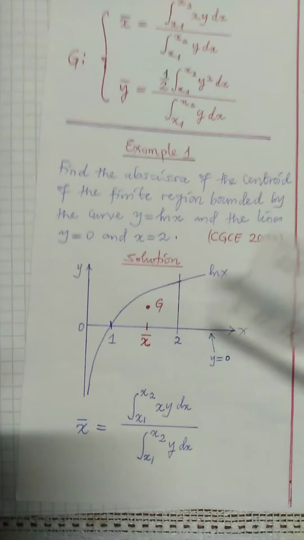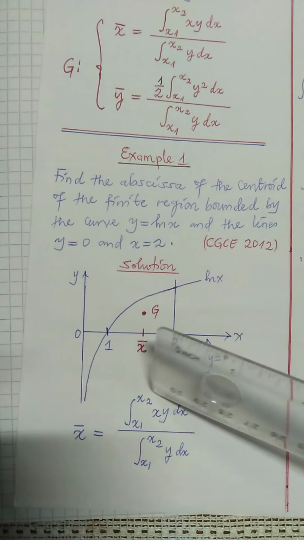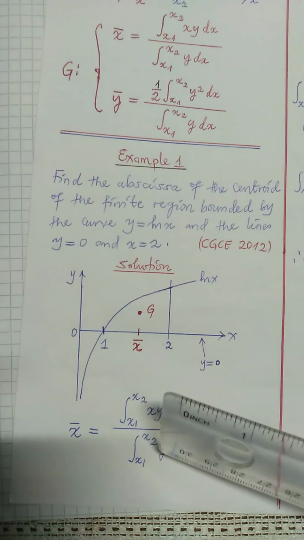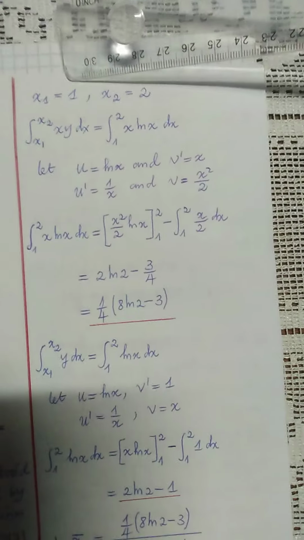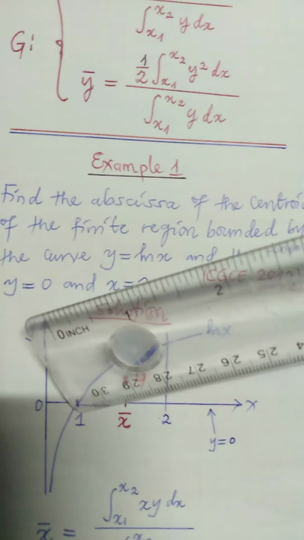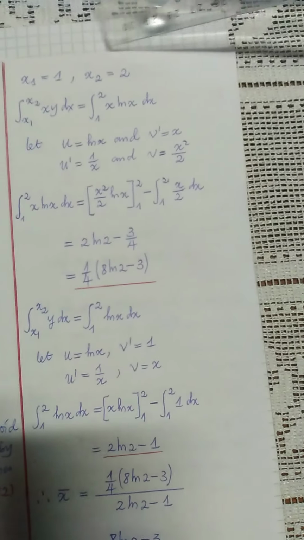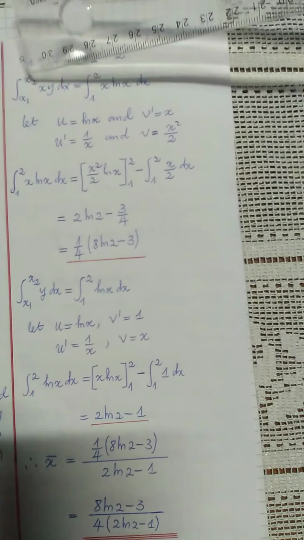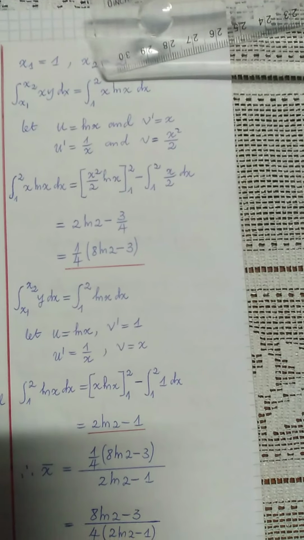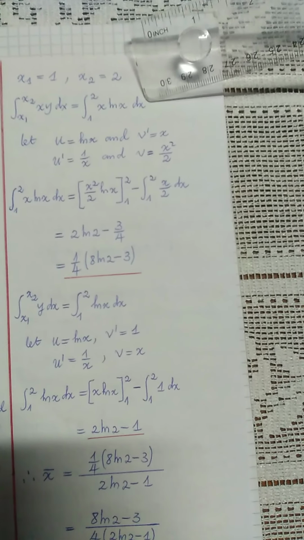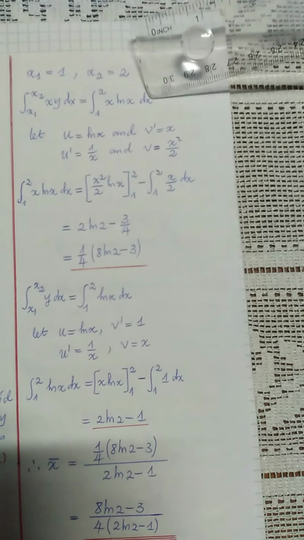So x bar is what? It is the integral from x1 to x2 of xy dx on the integral from x1 to x2 of y dx. Now what is our x1? In our region, our x1 is 1 and our x2 is 2. So the integral from x1 to x2 of xy dx is the integral from 1 to 2 of x ln x dx. Here we go by integration by parts.